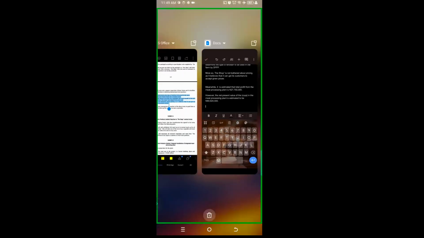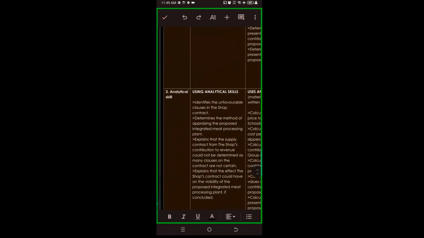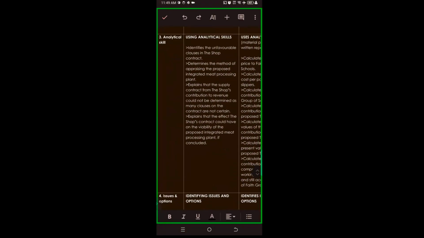Then the next thing is analytical skill, right? That's professional tools and knowledge, analytical skill. The next thing, identify the unfavorable clauses in Bishop's contract. Determine the method of appraising the proposed integrated meat processing plant. Explain that the supply contract from Bishop's contribution to revenue could not be determined, as many clauses in the contract are not certain. Explain the effect the company contracts could have on the viability of the proposed integrated meat processing plant if concluded.